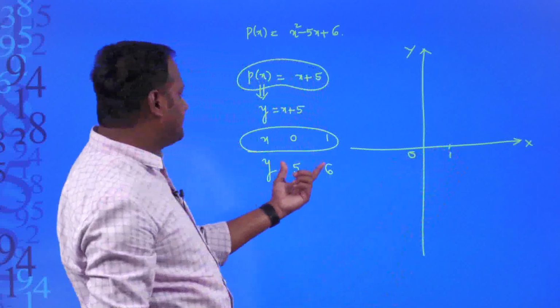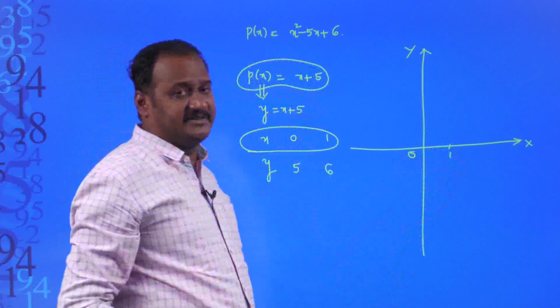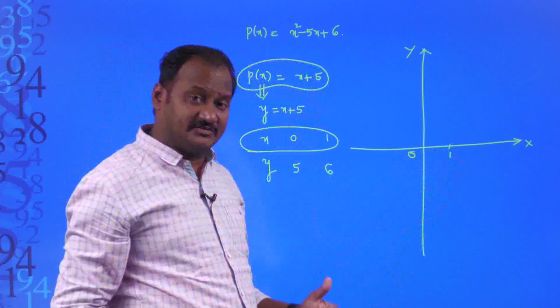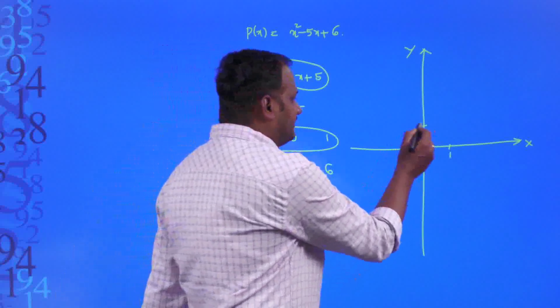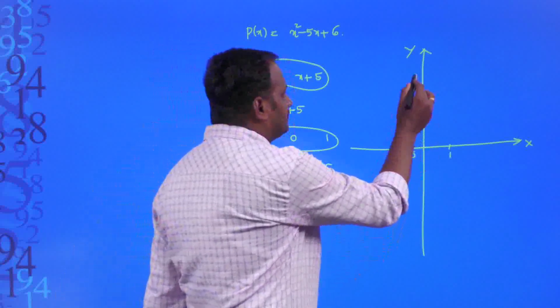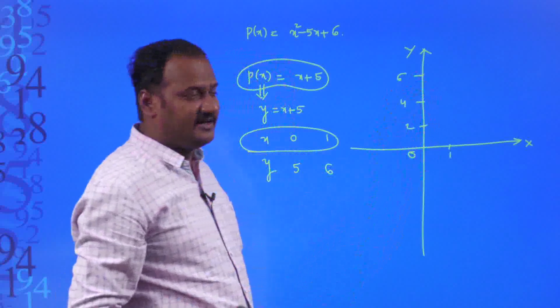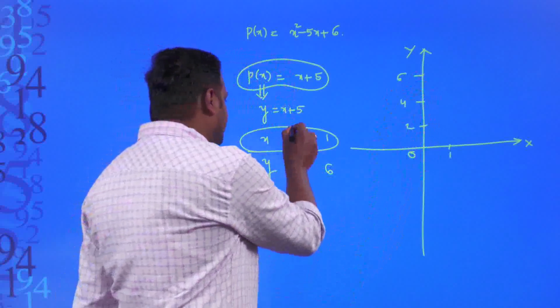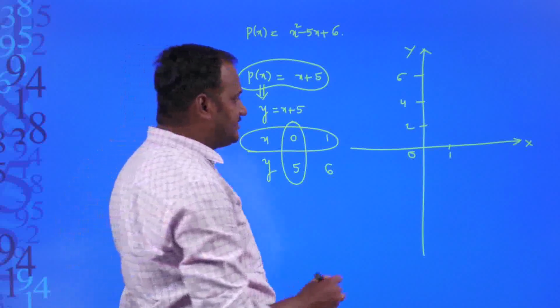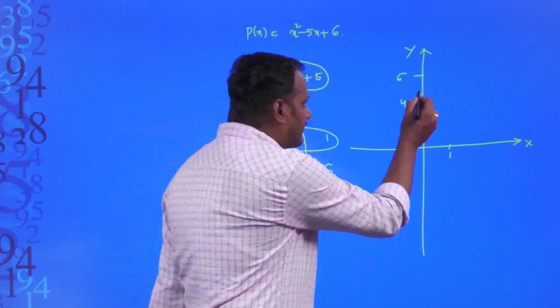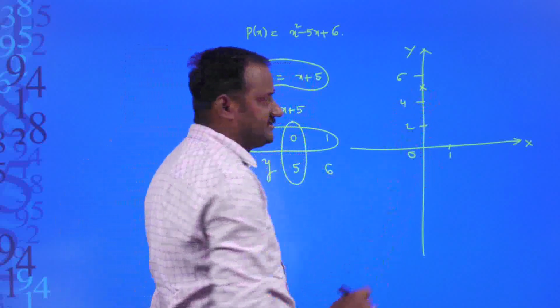And what about the maximum value of y? 5 and 6 means 6 is the maximum, that too positive 6. So I don't want the negative y-axis. I will take the values, let it be 2, this is 4 and this is 6. Let me plot the points. When x is equal to 0, y is equal to 5. When x is equal to 0, y is equal to 5, this is the first point.